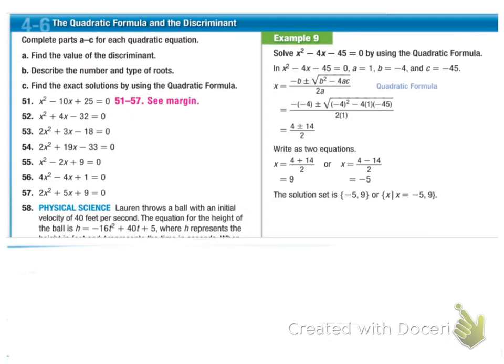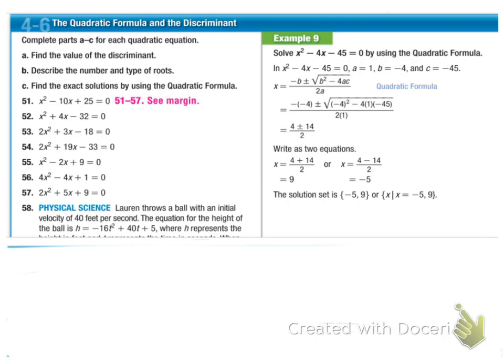4.6 is the quadratic formula and the discriminant. Make sure that you know, write down that formula every single time. It's right here for you now, but I would write it down. It says find the value of the discriminant. Remember, the discriminant is the b squared minus 4ac, that part that's inside here.